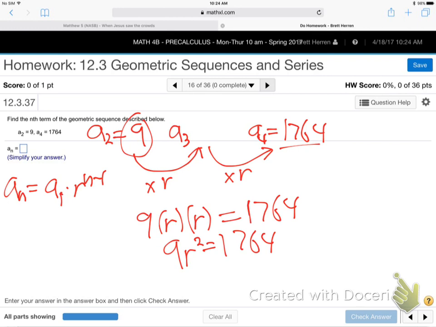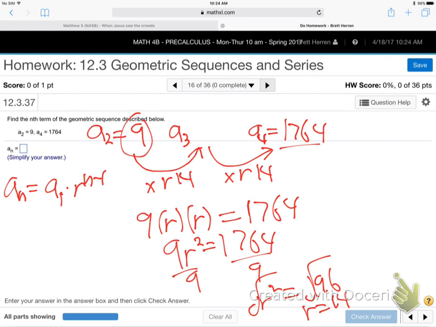Makes sense? Solve for r. Divide by 9. r squared will be 196. Then we root it and it's 14. See how we came up with that? We're not quite done yet. We got the r, we're almost done. So it's going times 14.